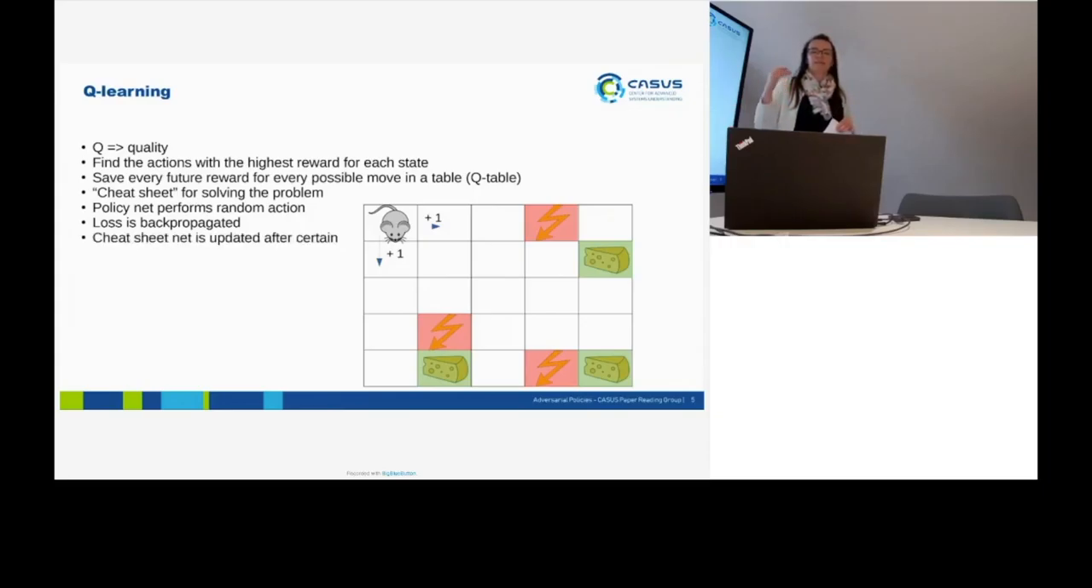As time goes by, we update our policy net, and the policy net doesn't perform random actions anymore. It chooses on its own and enhances itself by its own actions. And the cheat sheet net is only updated at certain epochs.